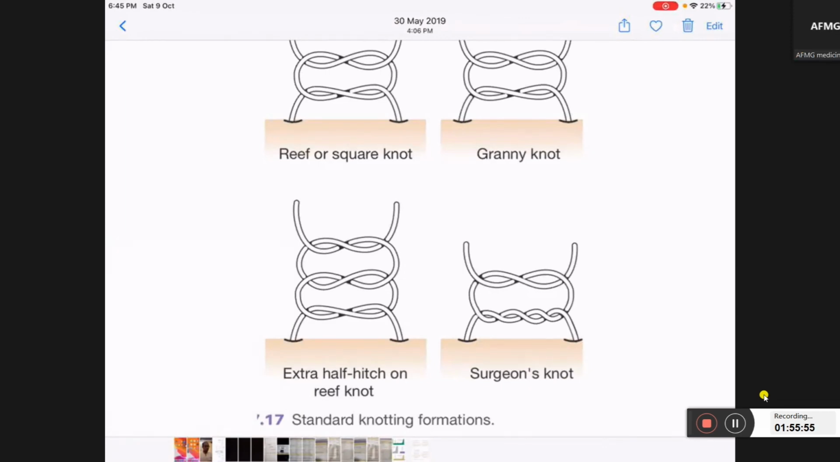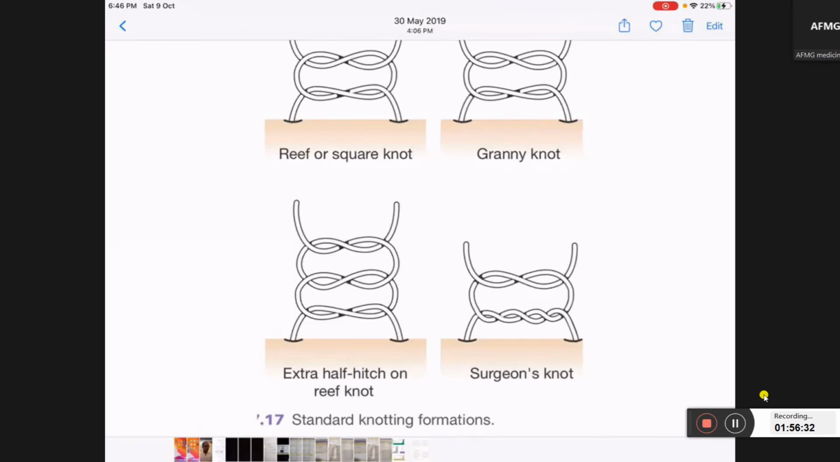There will never be confusion in the square knot. If you look at it, there are multiple squares, which is not there in any other knot. So the surgeon's knot is very easy to identify. But these two knots are difficult because they look more or less the same. What do students do? They see YouTube videos, try to make a knot and try to understand what type of knot it is.